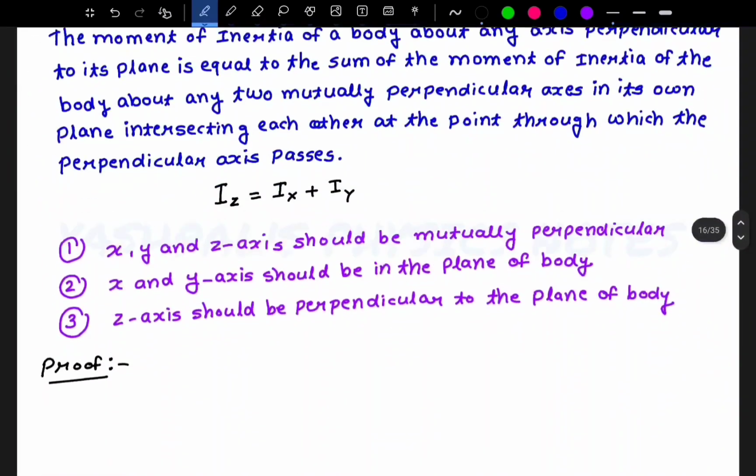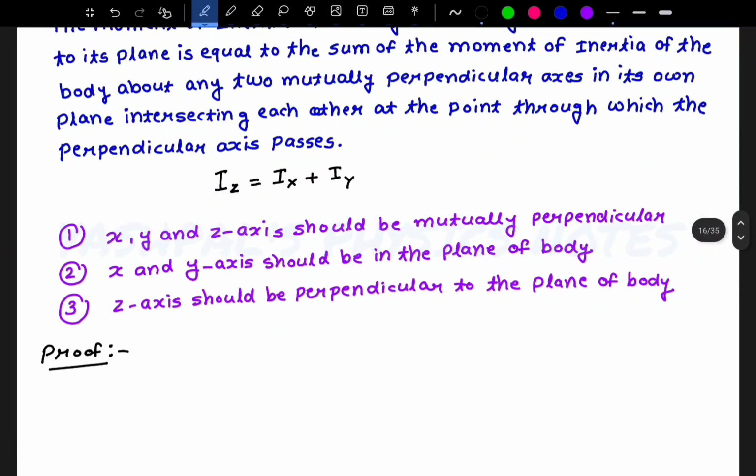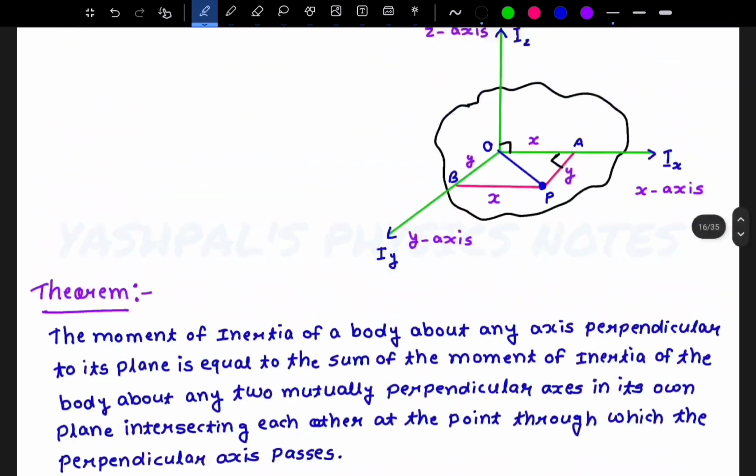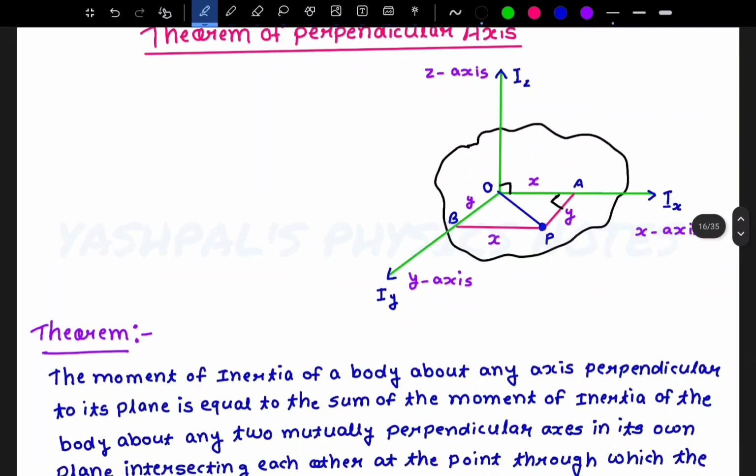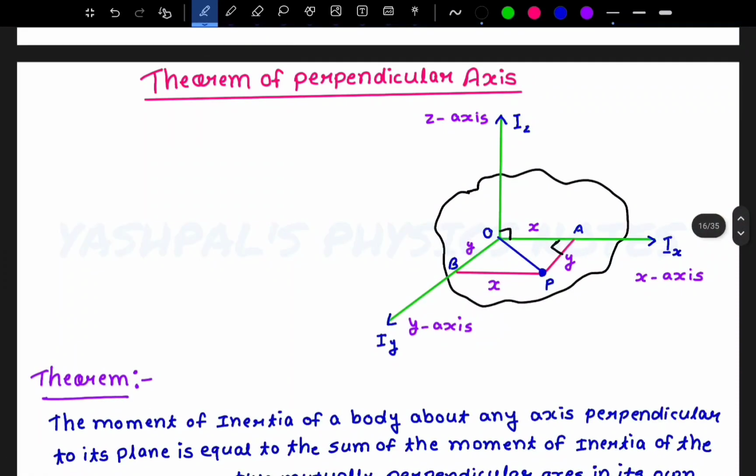So here I am writing, suppose the lamina is in xy plane. So I have shown in the figure that lamina is in xy plane. Now we have to show what is meant by Iz, Ix and Iy.